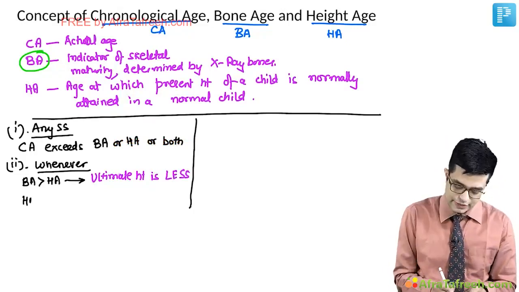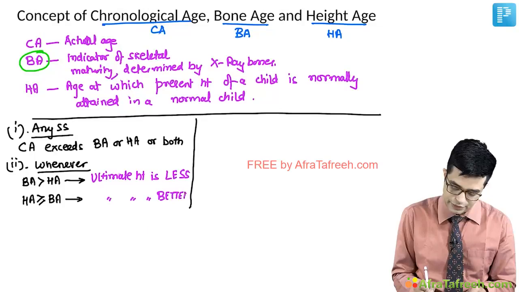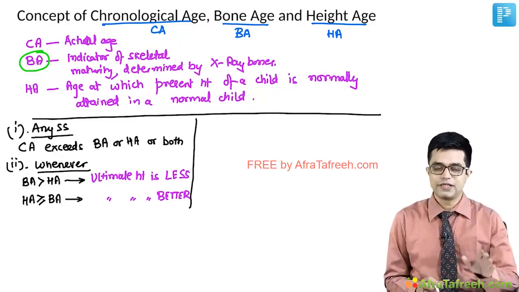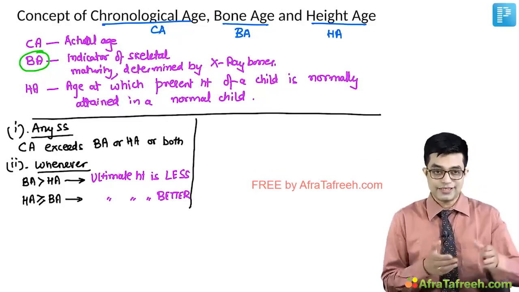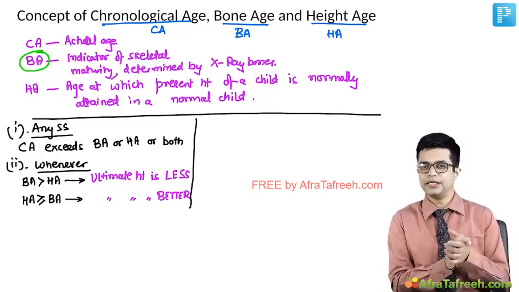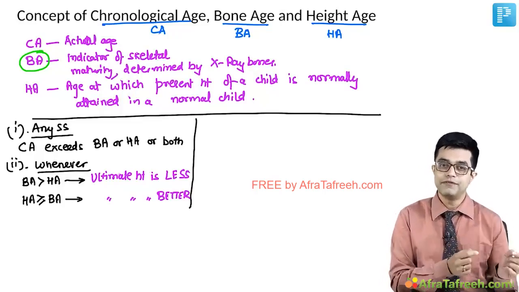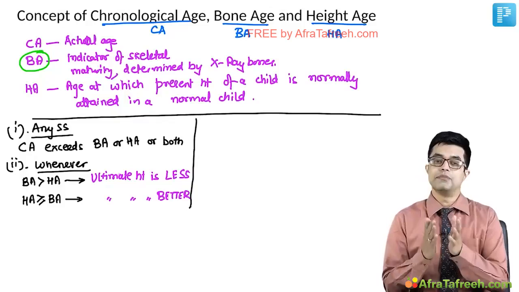Whenever height age is equal to or more than bone age, the ultimate height will be better. Adult height will be better. What is the meaning of this? End of the day, you have to mug up, but try to understand. Suppose there is a patient, this child, the example I gave you. 6-year-old child, chronological age, bone age came to be 5 years, and height age, because of 100 centimeter height in this child, came out to be 4 years.